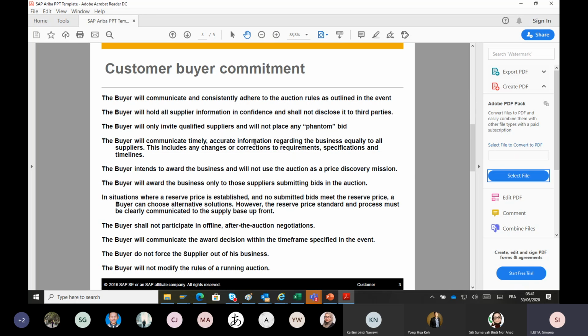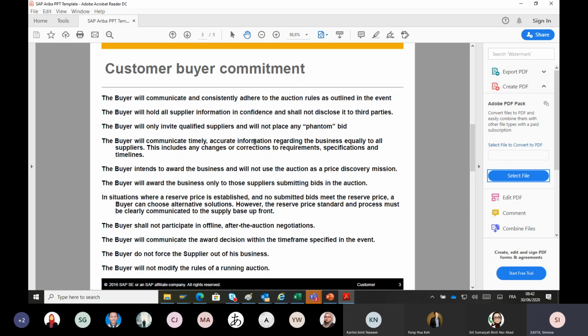The buyer will award the business only to the suppliers submitting bids in the auction. In situations where a reserve price is established and no submitted bids meet the reserve price, a buyer can choose to have alternative solutions. The buyer shall not participate in offline after-auction negotiation. The buyer will communicate the award decision within the time frame. Do not force the supplier out of this business. The buyer will not modify the rules of a running auction. So these are some examples that are more from your side.